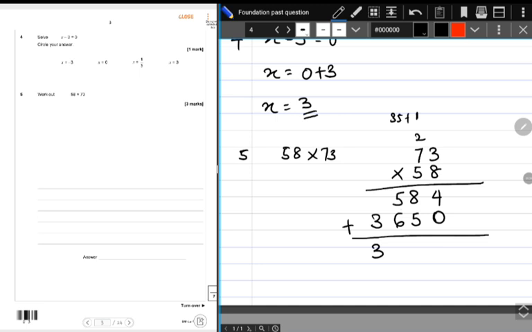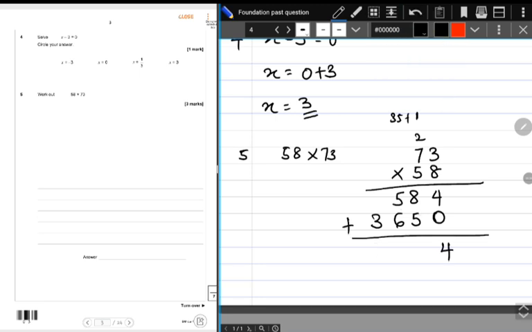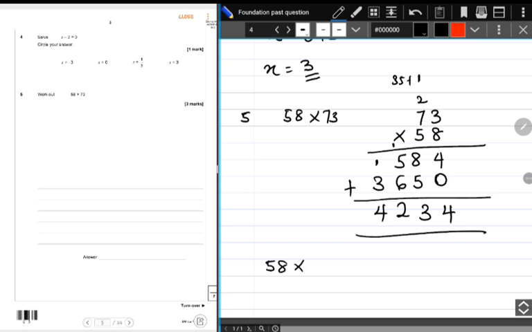Then we add. The first digit is 4. 8 plus 5 is 13, so we write 3, remainder 1. Then 1 plus 5 plus 6 is 12. We write 2, remainder 1. Then 1 plus 3 becomes 4. So 58 times 73 equals 4234. Are we together? Now let's move up to question number 6.